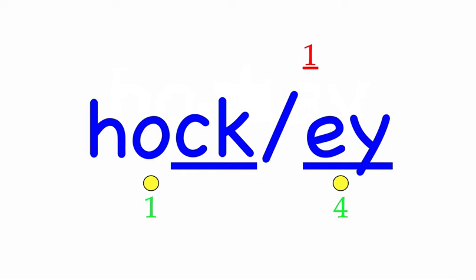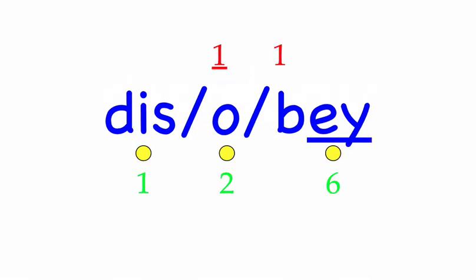Disobey. The child did disobey his mother. Disobey. Dis has 3 sounds: D, I, S. O, 1 sound. Bey, 2 sounds: B, A. Disobey. Mark the word. Here again, an exception to syllable rule 1 occurs, so we underline the 1.